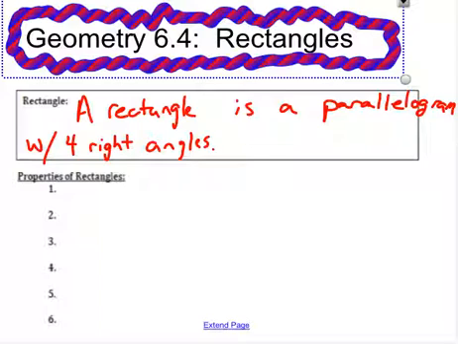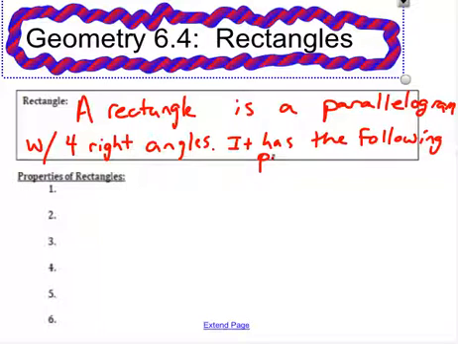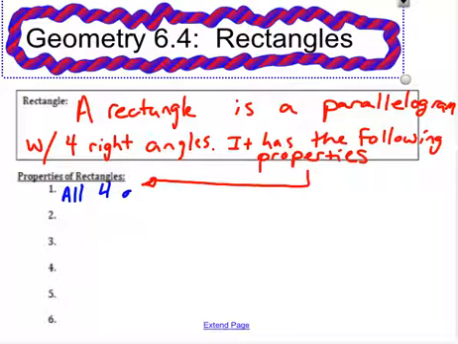and then it has the following properties. So every one of these numbers is a property. Alright, so we're going to have to explain all of those to you, and hopefully it goes pretty smoothly. Can't take questions, but I think most of you by now, after algebra and all that stuff, should know that all 4 angles are right angles.